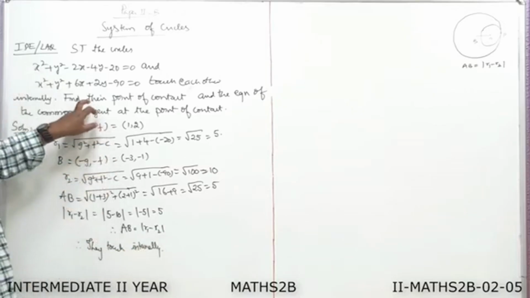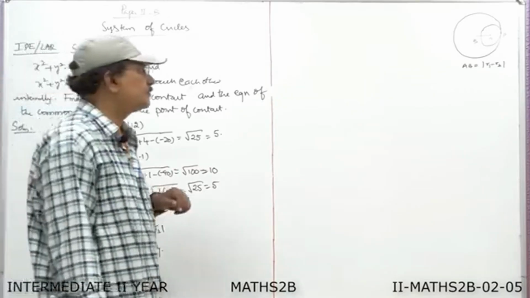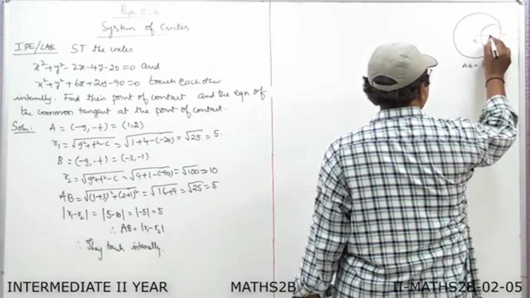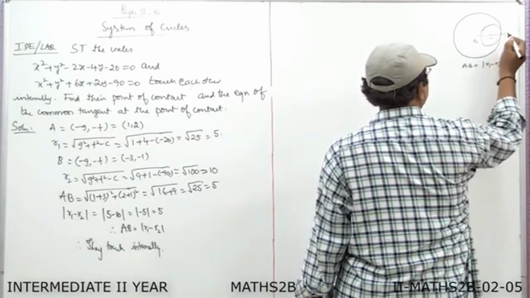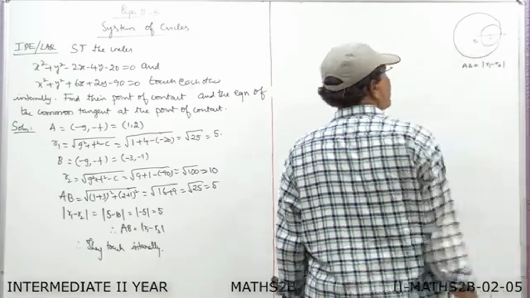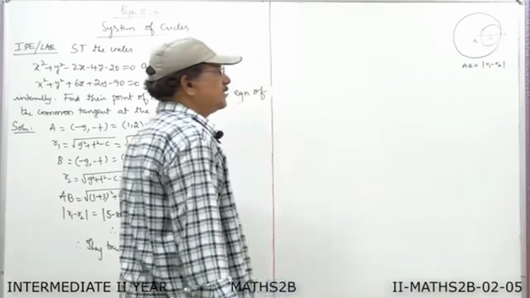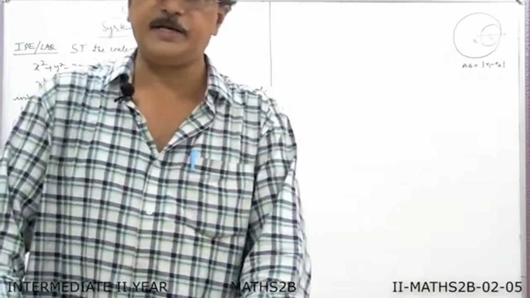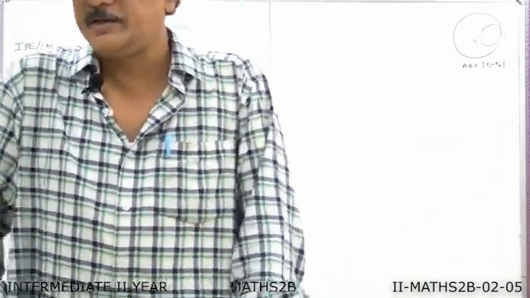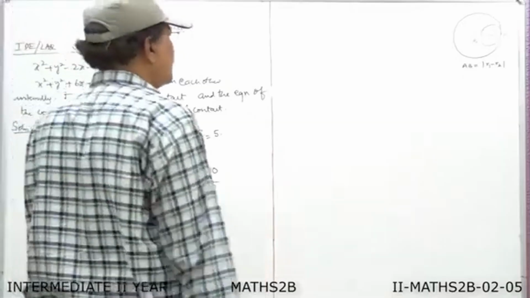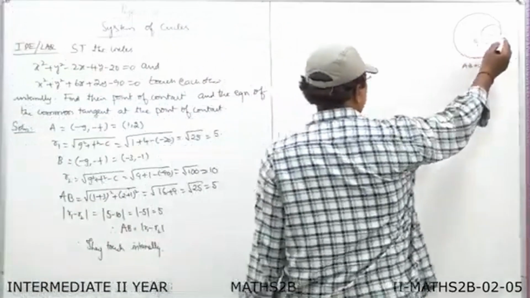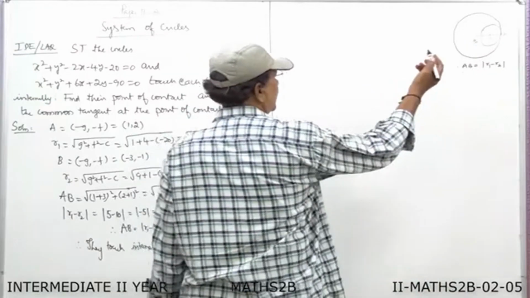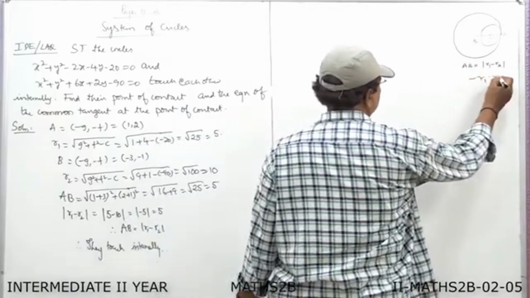It completes the first part. Also find the point of contact. To find the point of contact from the figure, I extend this line joining the centers. Then A, B and P will lie on the same line. Moreover, here P is outside the line segment AB, therefore P divides AB externally. As you know from the first chapter, P divides AB in the ratio R1 is to R2 externally, or you can take that ratio as minus R1 is to R2.